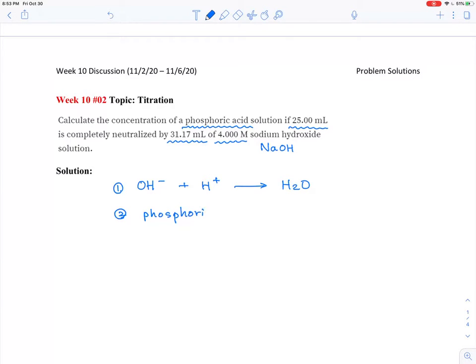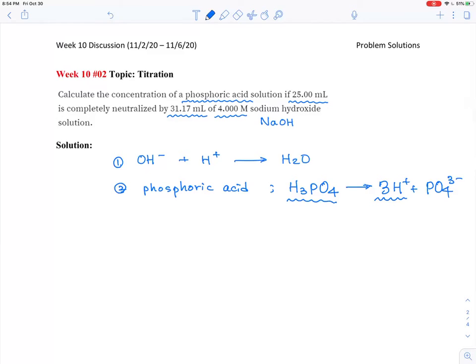phosphoric acid, its chemical structure is H3PO4. What that means is this generates 3 H plus and PO4 3 minus. So it can generate up to 3 equivalent protons.